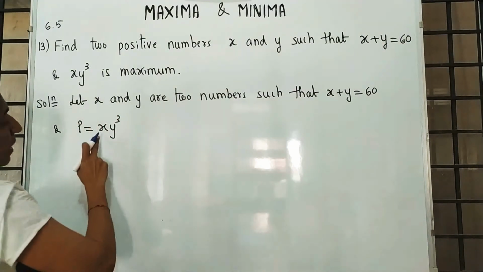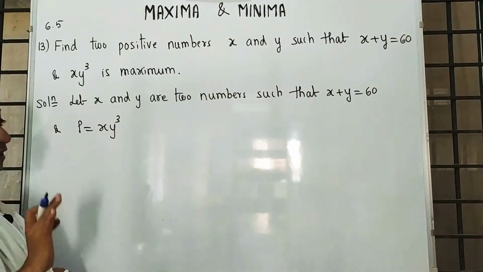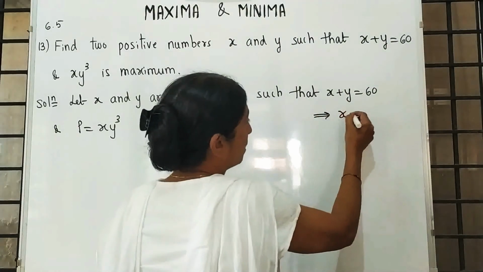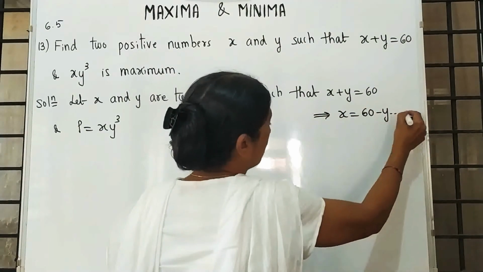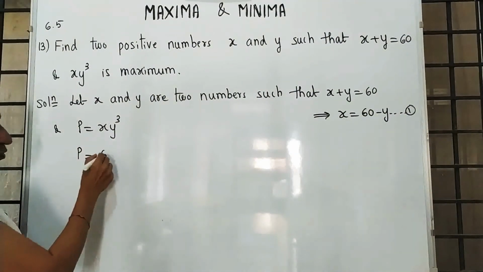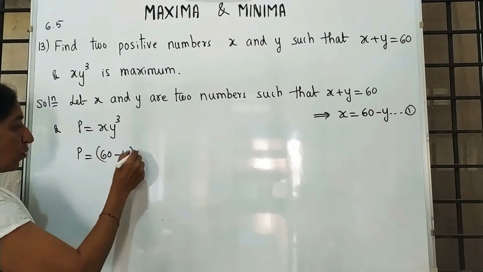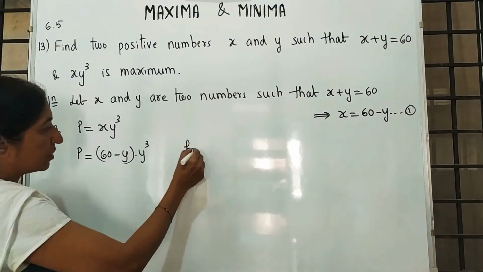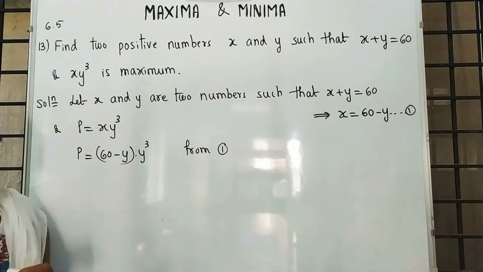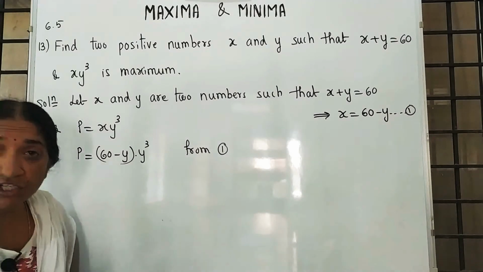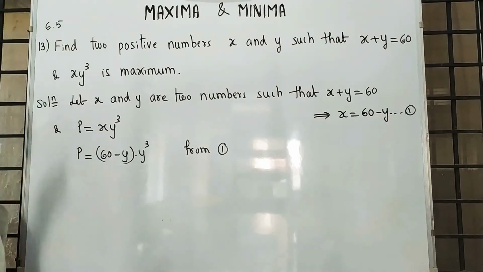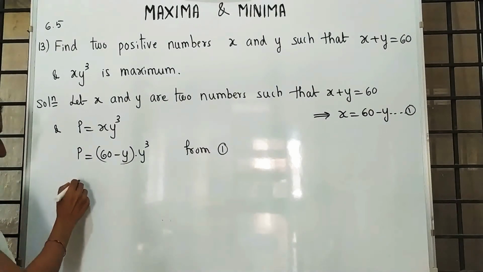If you want, you can convert x or you can convert y. Now I am converting x. See, x plus y is equal to 60 implies x is equal to 60 minus y. Let us call this equation 1. So P is equal to 60 minus y into y cube, written from equation 1. Instead of converting in terms of x, I converted in terms of y. That means now you have to differentiate with respect to y because we converted the variable, to make the sum easy.